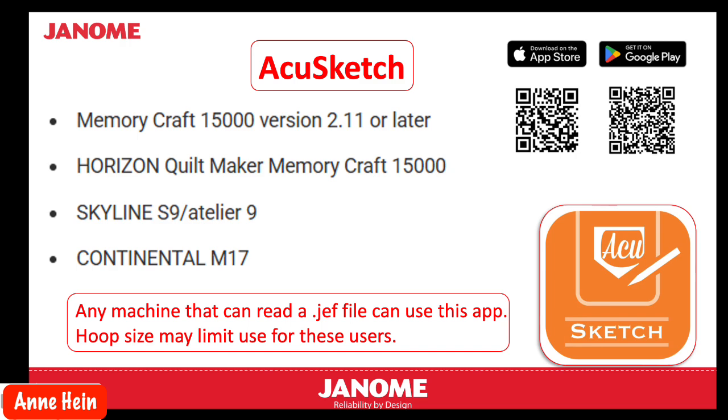But you can actually email it to yourself. It's a JEF file. And then from your email, you can take it and put it on your USB stick and bring it to your machine. As long as you match the hoop that's in there, that you have to pick a machine, and you stay within your hoop sizes, you should be fine on that part of it.